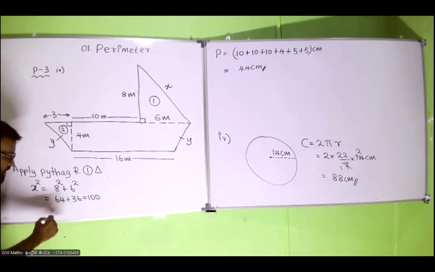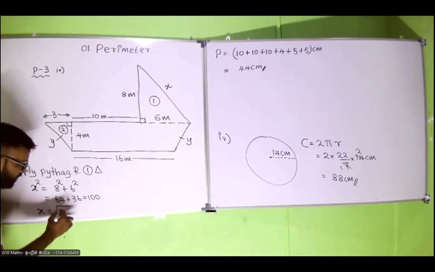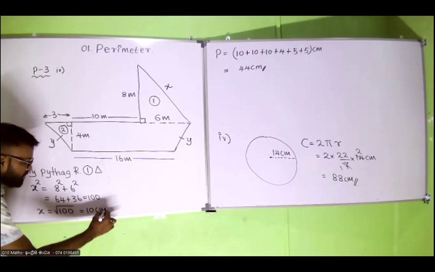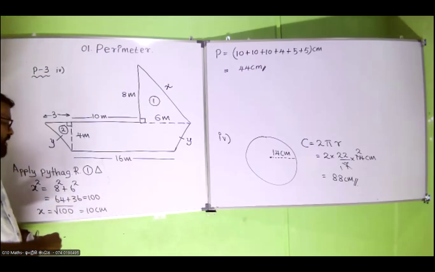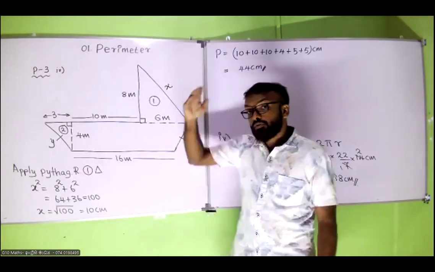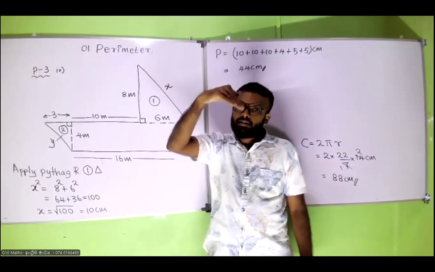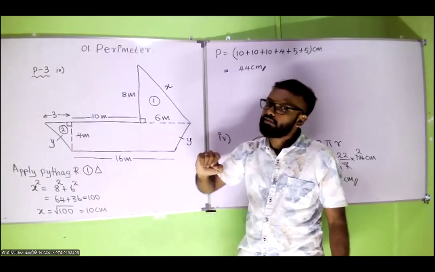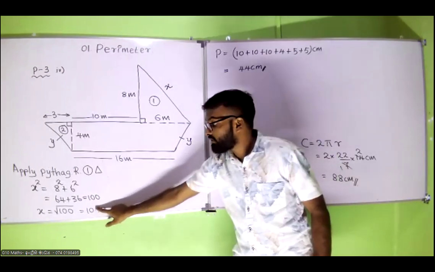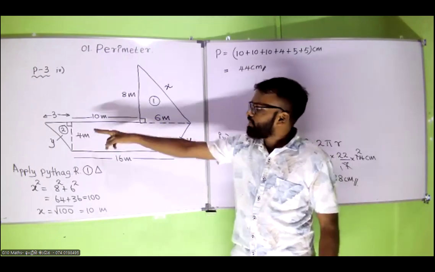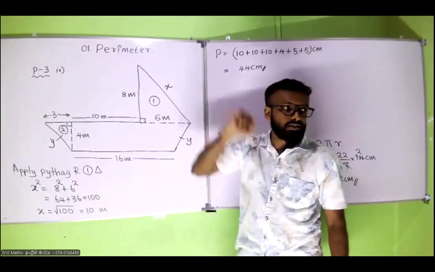So finally, we write the square root of 100. The square root of 100 is 10, because 100 can be written as 10 times 10, that means 10 to the power 2. If you take the square root of 10 to the power 2, the remaining thing is 10. This is not centimeters, it is 10 meters. X equals 10 meters. This length is done and dusted.